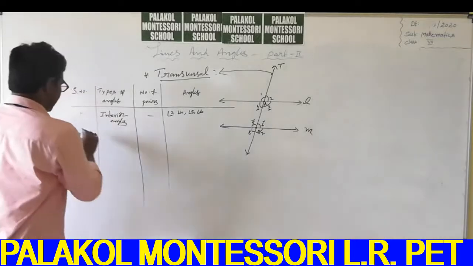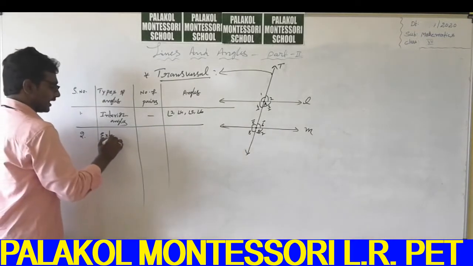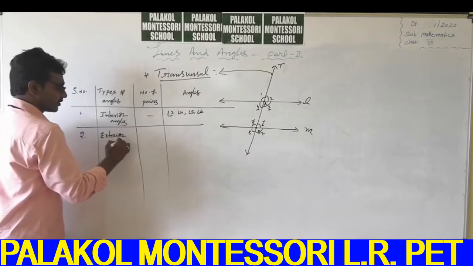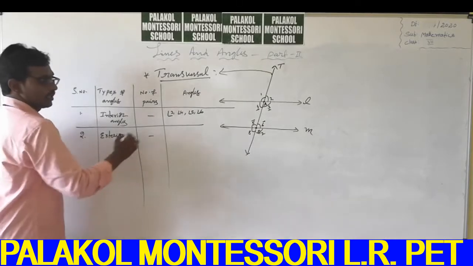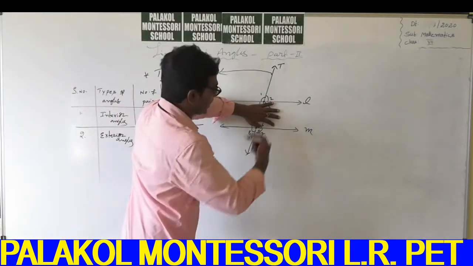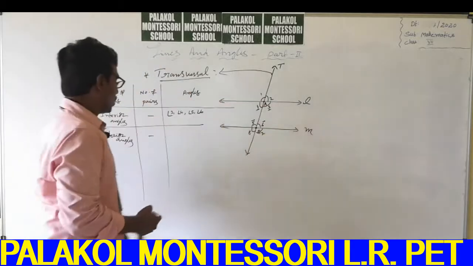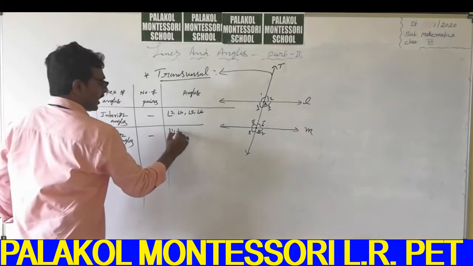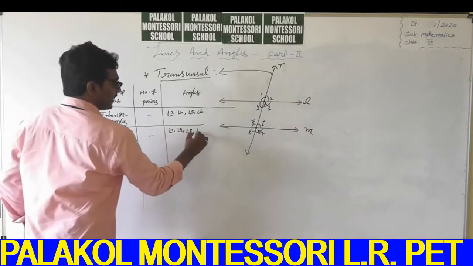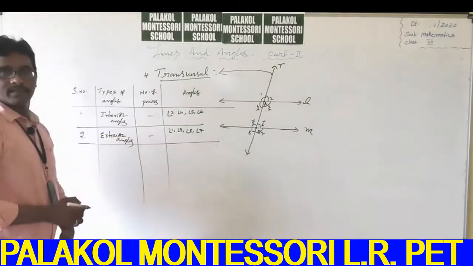Next one, the second one, exterior angles. Exterior means outside. What are the exterior angles? 1, 2, 7, 8. So angle 1, angle 2, angle 8, angle 7 are called exterior angles.